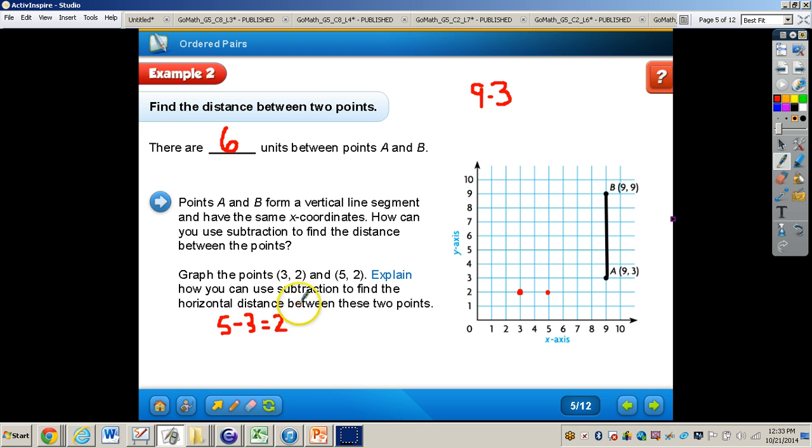So 5 minus 3 equals 2. Once again, the y-coordinates represent the same location on the horizontal axis. So subtract the x-coordinates to find that horizontal distance, 5 minus 3. So the distance is 2 units between (3, 2) and (5, 2).